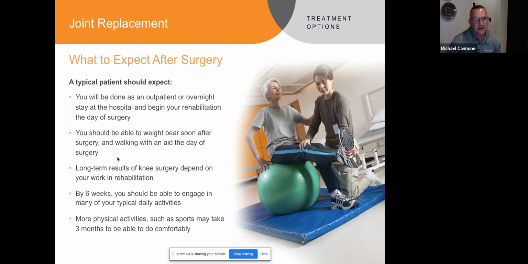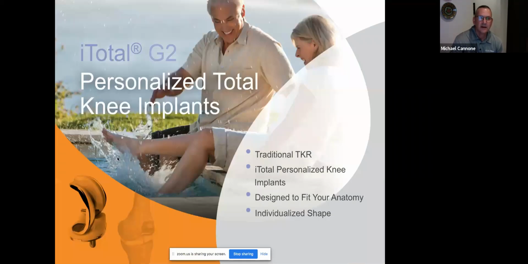In addition to that, by 6 weeks, you should be able to engage in many normal, typical everyday activities. And then as time goes on, it'll become more that you're not thinking about the knee at all. By 3 months, you should be able to return to sports comfortably for most patients. And then the complete recovery is, I tell patients a year to a year and a half, you'll make gains.